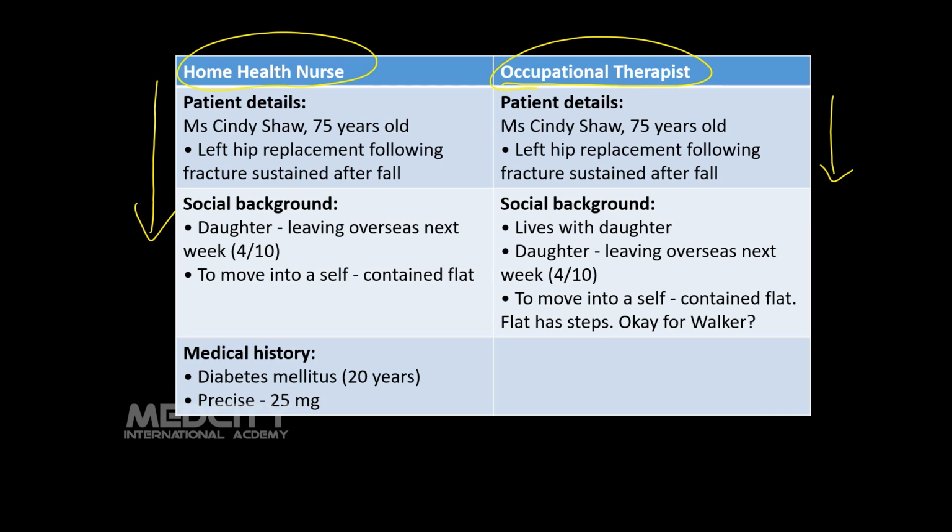So you can see how the patient details are common across both. Social background is required, but how much information is contained in it is different. Because when it comes to, let's say, flat has steps, okay for walker, this is something additional for the occupational therapist. Now medical history is important for a home health nurse, but for an occupational therapist that is not required at all. Okay, so we will not have a paragraph talking about medical history at all.